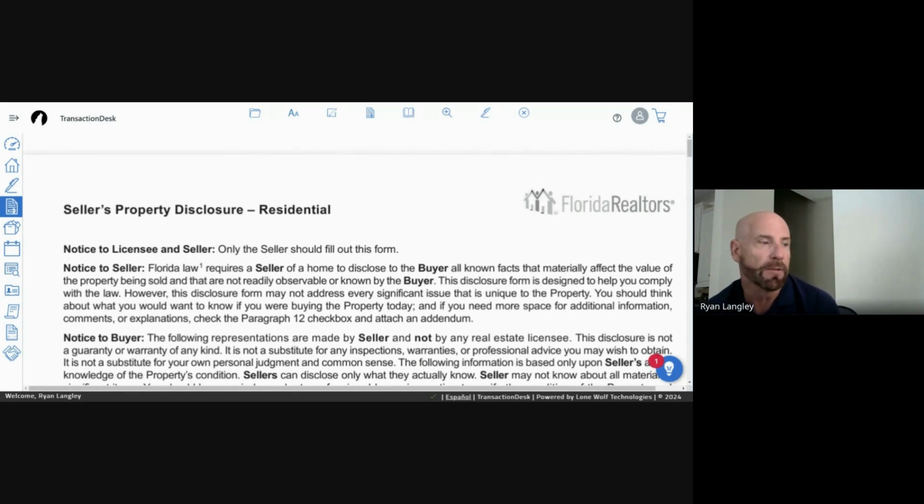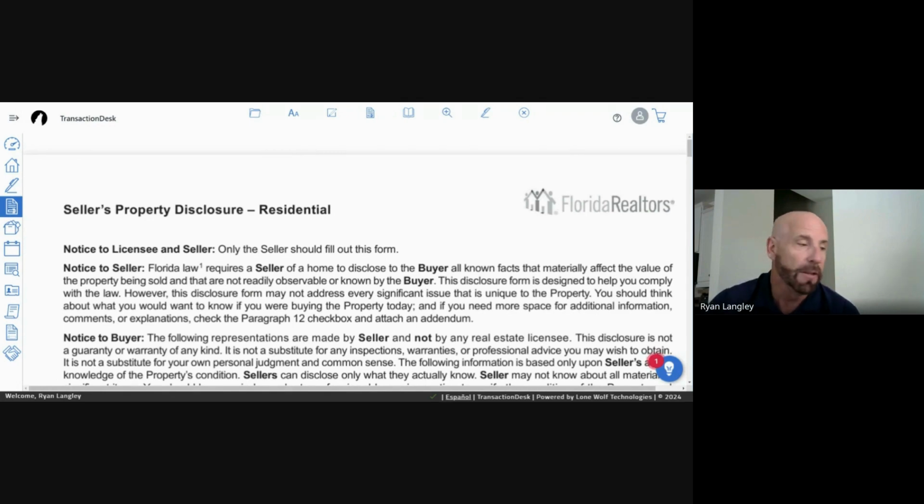Anything, he says right here, Florida law requires a seller of a home to disclose to the buyer all known facts that materially affect the value of the property being sold that are not readily observable or known by the buyer. If it has a giant hole in the roof, do I have to disclose that? I would still disclose that, even though it can easily be seen. But yes, if the pool is green, do I have to disclose that? Yeah, I have to disclose if the pump's not working. But if I've just been lazy or saving electricity, not having it on, I don't. There's nothing wrong with the pool, if that's the case, except that it's green. So hopefully you guys understand that.